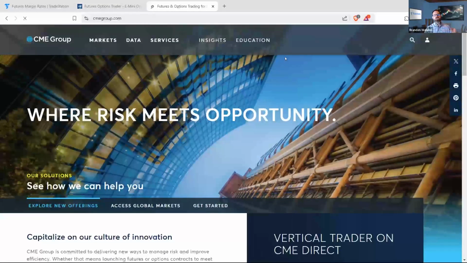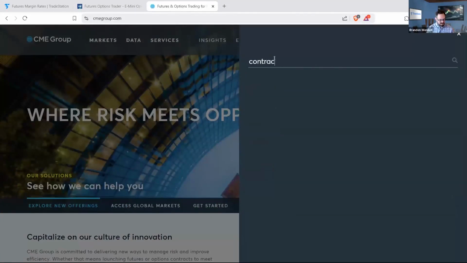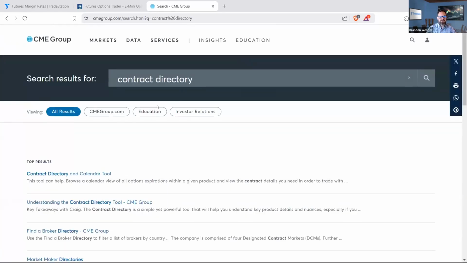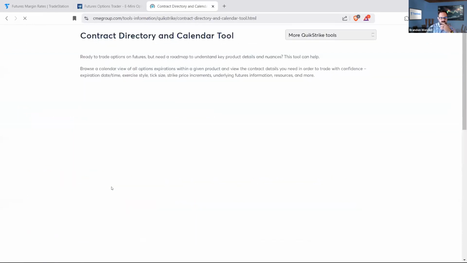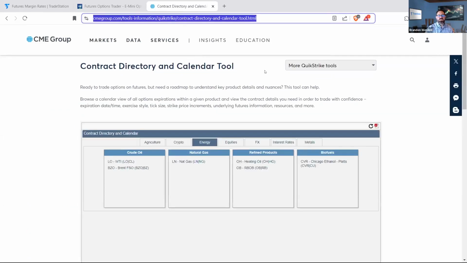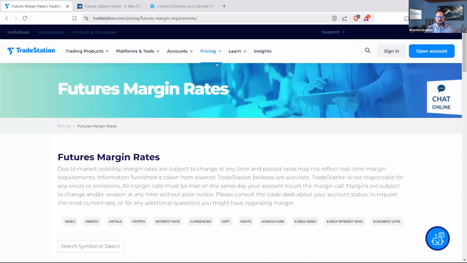There's a whole host of tools available for options trading called QuikStrike. And if you're just looking for the one, we can just type in contract directory. And it should take me to a link for that. There it is, contract directory and calendar tool. And there's even a little piece on understanding it. And there are links to this, I'll show you where it is. There's also good information on this as well to help you out.